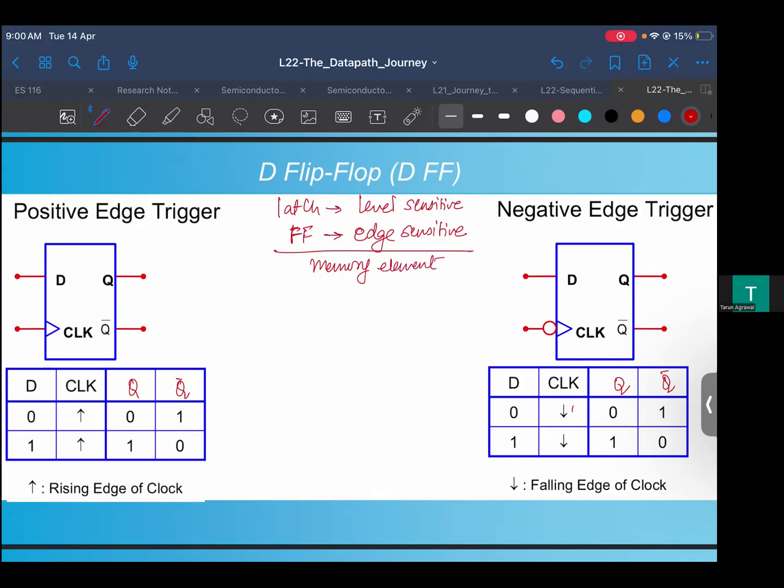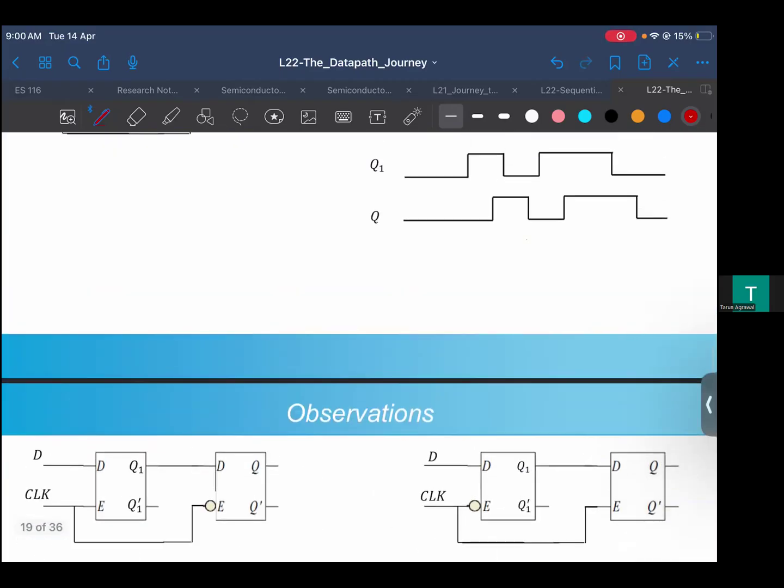Now, once you see that there are positive edge and negative edge, it simply means: are we registering the data at the positive edge, or are we registering the data at the negative edge? And we have seen the two ways to implement that also.